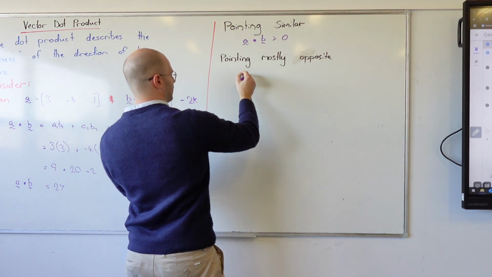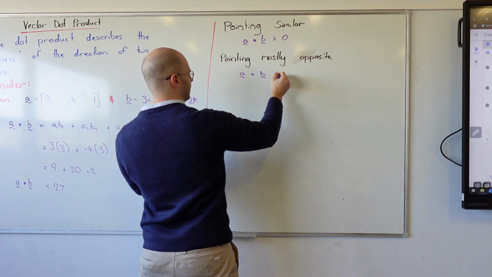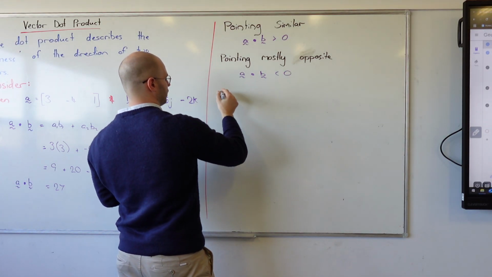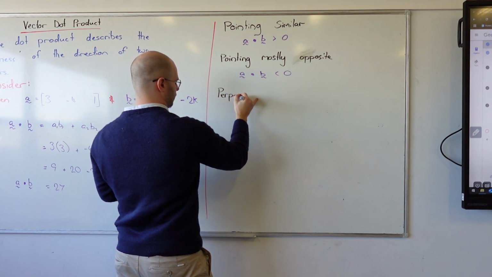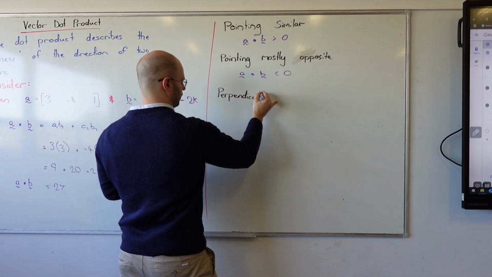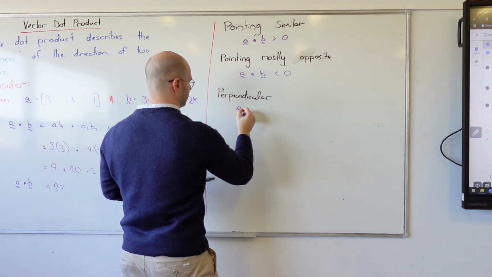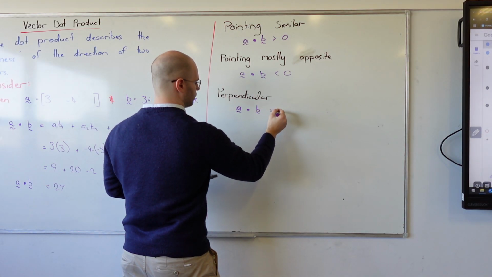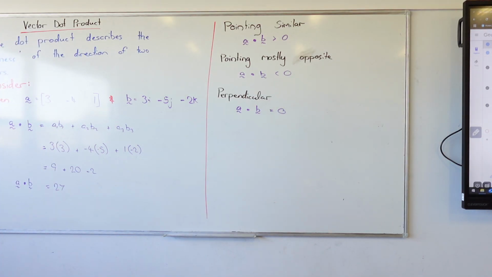Then you're going to get A dot B is less than 0. And then the final one, perpendicular. You get the condition that A dot B is equal to 0. Does that make sense? Yeah.